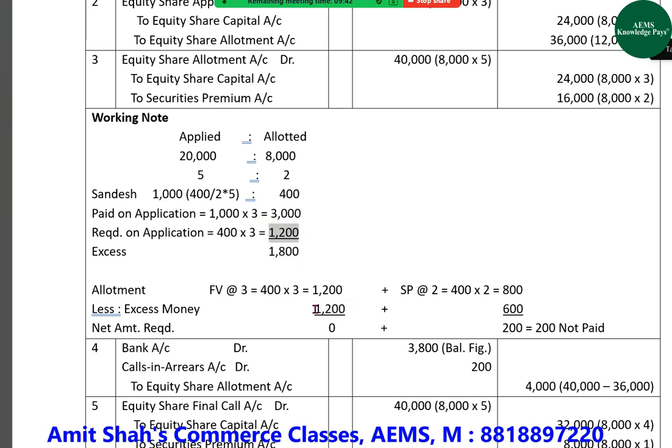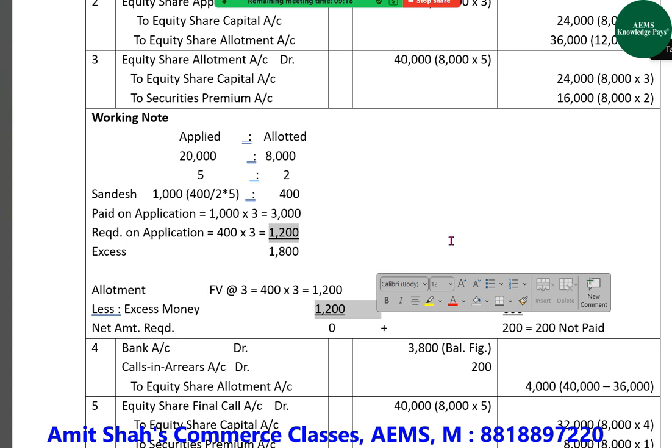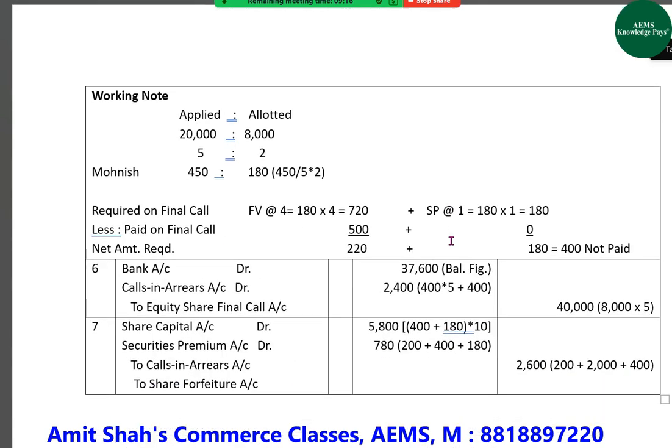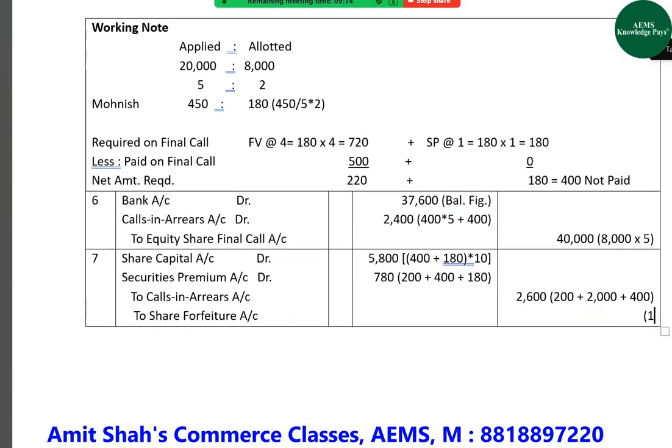So we have adjusted these two amounts of Sandesh's money towards face value. The first 1200 is the face value of application, the second 1200 is the face value of allotment. We have seized the total 3000 rupees whatsoever he has paid to us. This entire 3000 we have seized. But how much will go to the share forfeiture account is 1200 plus 1200, 2400. Right?